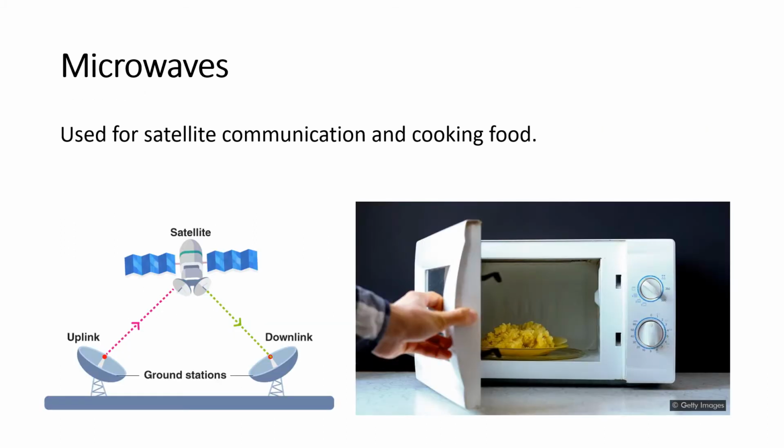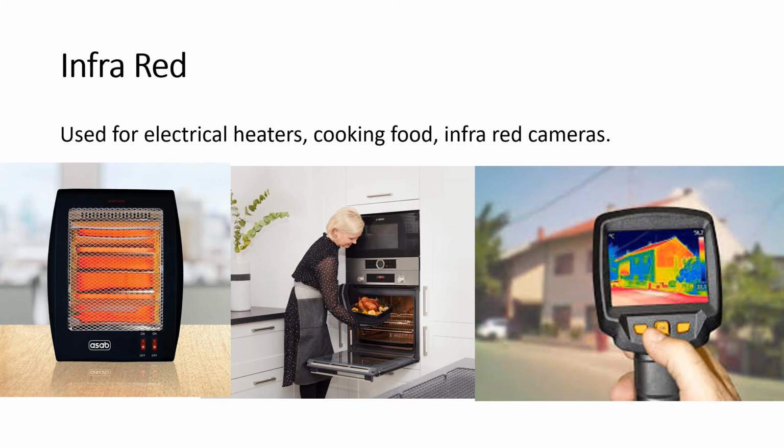Microwaves. Microwaves are used for satellite communication and for cooking food. Infrared is used for electrical heaters, also for cooking food, but make sure you're careful to specify that this is ovens and grills, and for infrared cameras, which are used for night vision.